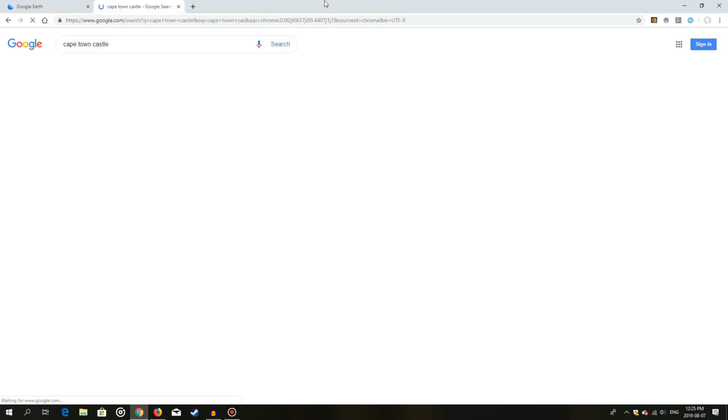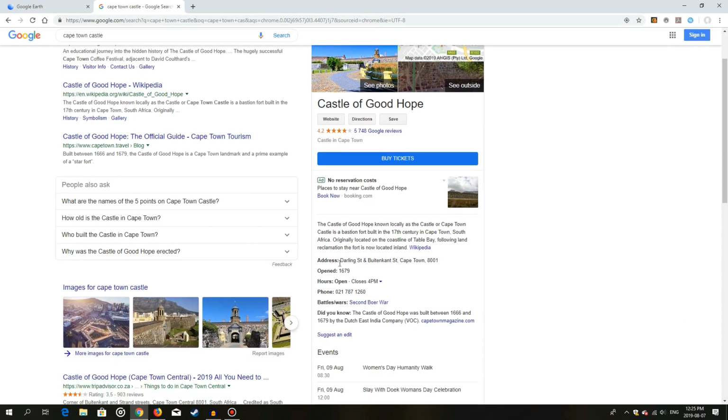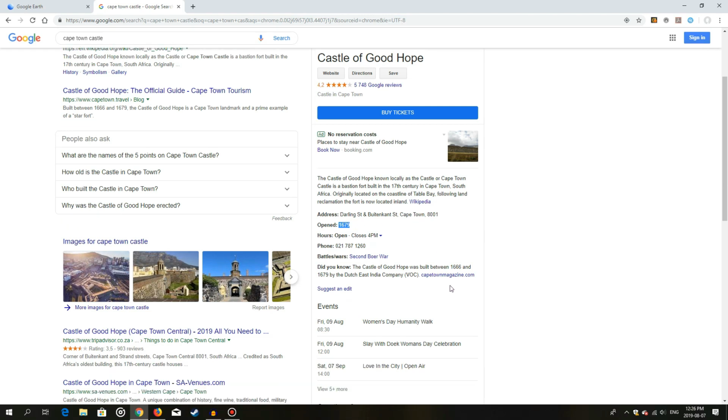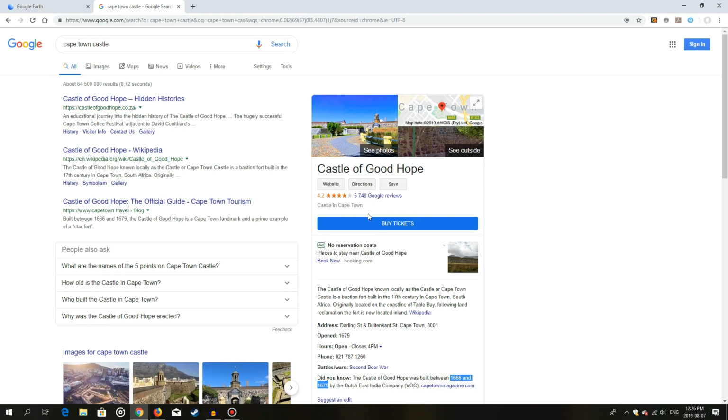Castle. So if you are ever interested in finding out more about it. So we can see there it was opened in 1679. The Dutch first arrived in Cape Town, or the area of Cape Town, back in 1652. So it did take a while to be built there. They actually say 1666 and 1679, so over a decade. And you can actually visit that today as a kind of tourist destination.